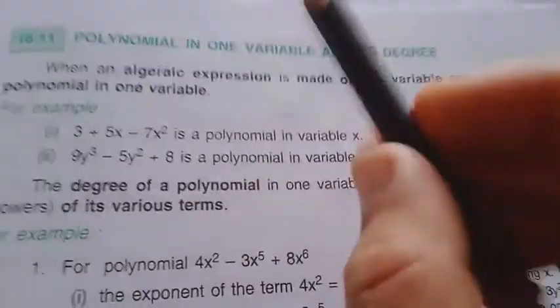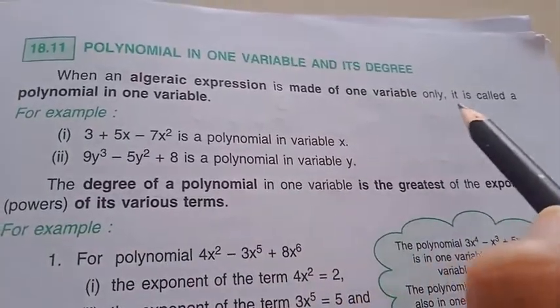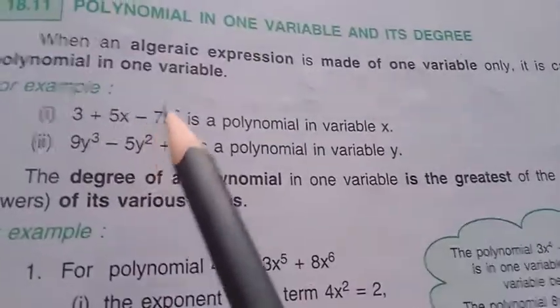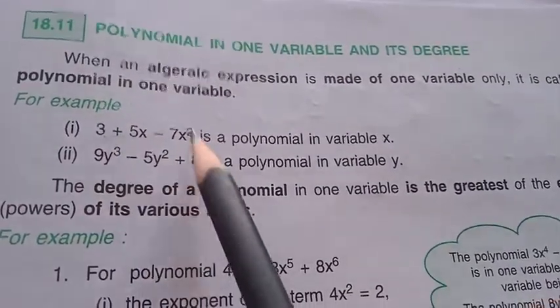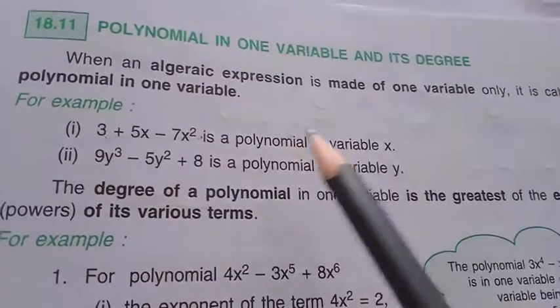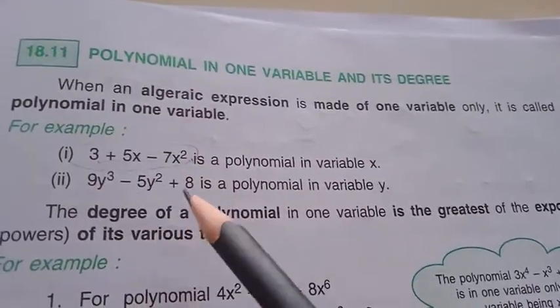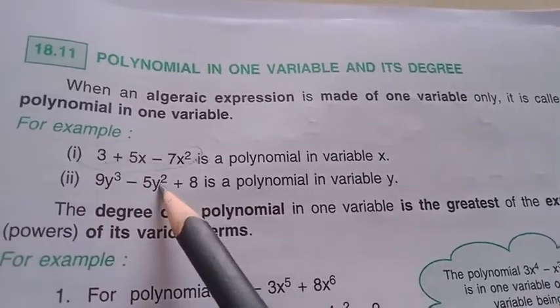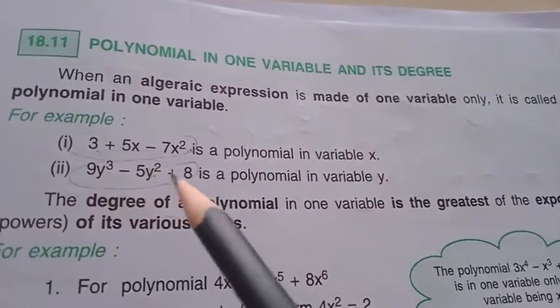Now the next important topic we are going to see is polynomial in one variable and its degree. When an algebraic expression is made of one variable only, it is called a polynomial in one variable. Here you can see this is a polynomial with one variable, because only one type of variable, x, is used. And here both y's are used, so we say this is a polynomial in one variable.